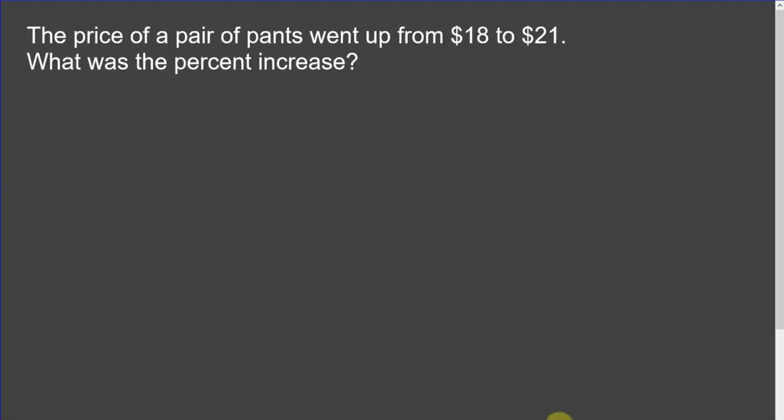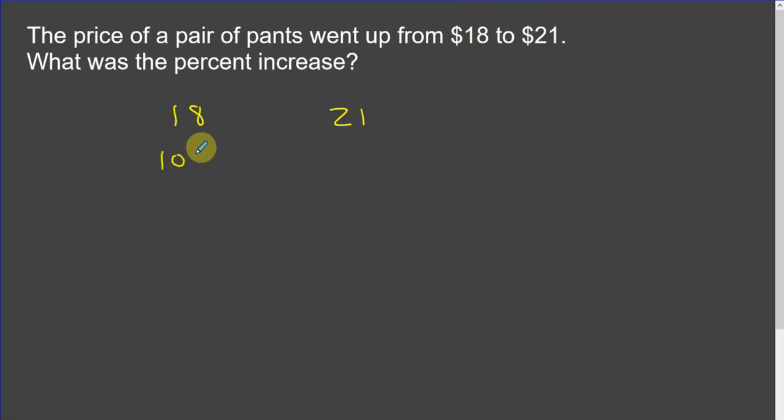The price of a pair of pants went up from $18 to $21. So you see we have the original number and the later number. We have both of them. What we want is the percent increase. Okay, so we have 18 and 21.